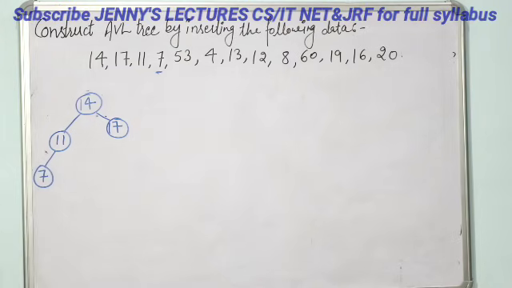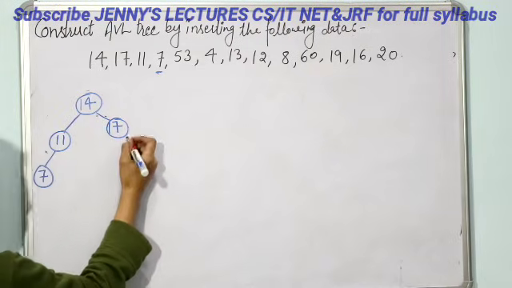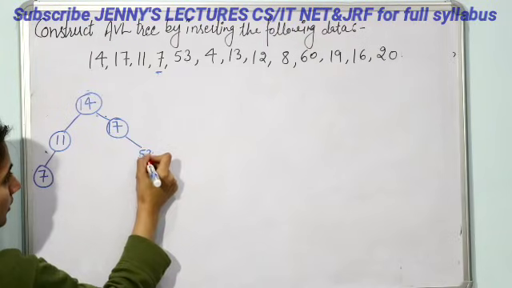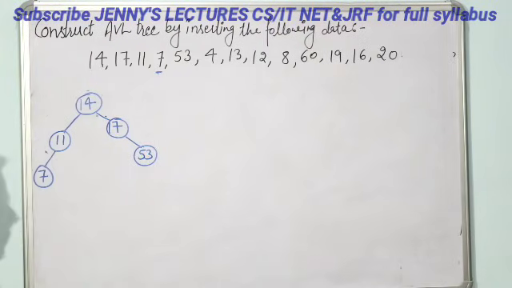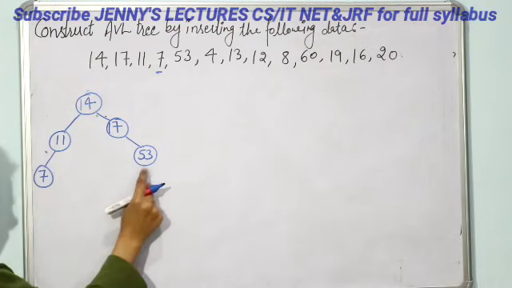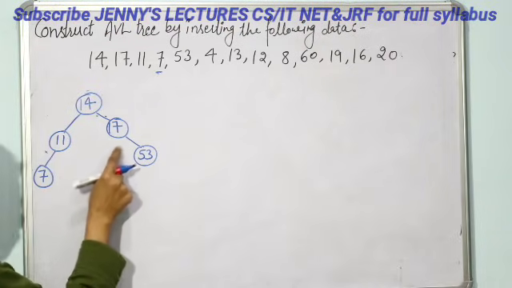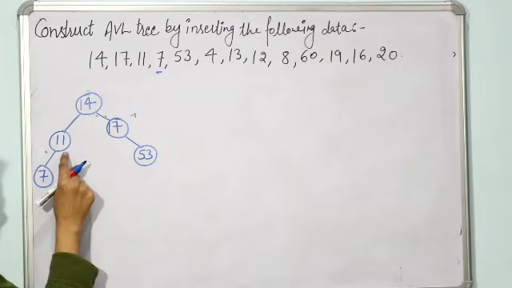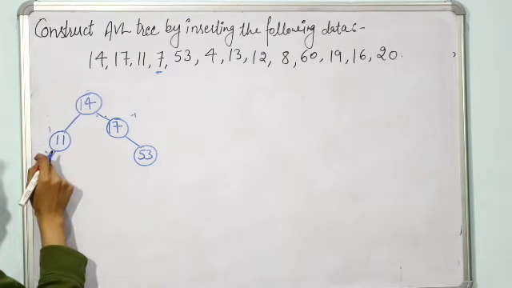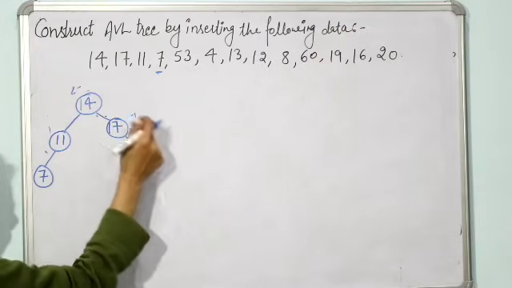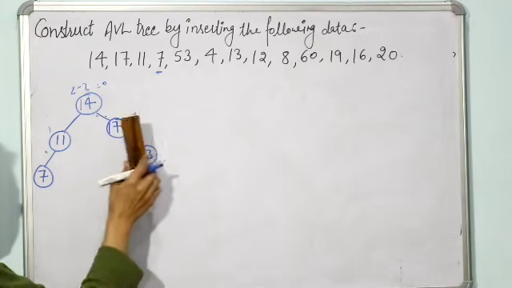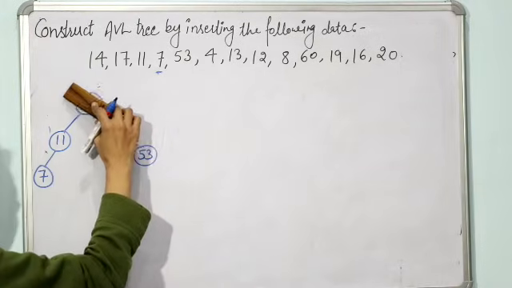Next insert 53. 53 is greater than 14, greater than 17. So 53 would be inserted here only. Now this one has balance factor 0, this one has balance factor 0. Balance factor of 17 is 0 minus 1, that is -1. Balance factor of 11 is 1 minus 0, that is 1. And balance factor of 14: height of left is 2, height of right is 2, that is 0. Fine, all are 0, 1 and -1. Now insert the next element.